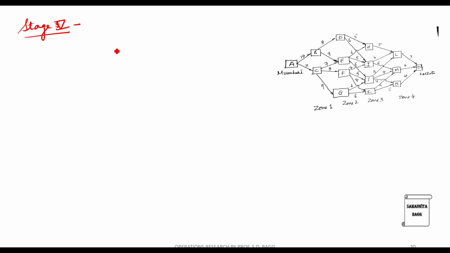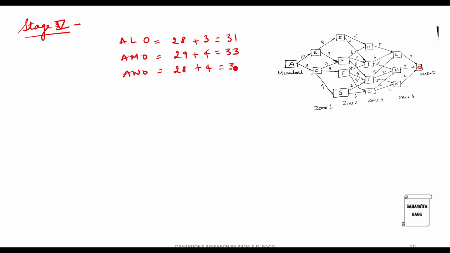So you can go from AL to O. This is O. You can go from AM to O or AN to O. AL 28, A to M 29, A to N 28. The value of L to O is 3, M to O is 4, N to O is 4. So when you add this, you will get 31, 33, 32. These all are for O.